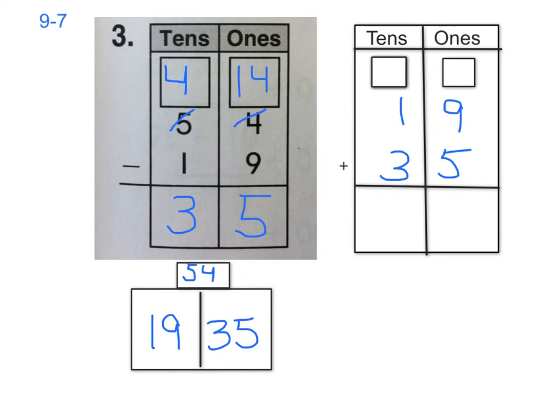9 plus 5 equals 14. Write the 4 and regroup the 1 to the tens place. 1 plus 1 is 2, and 2 plus 3 is 5. And our answer is 54. Is 54 the number we started with in our subtraction problem?